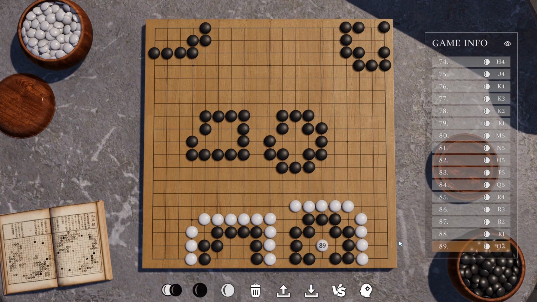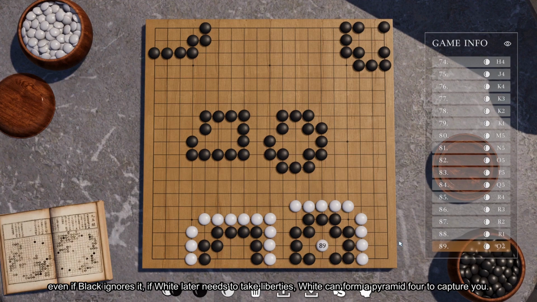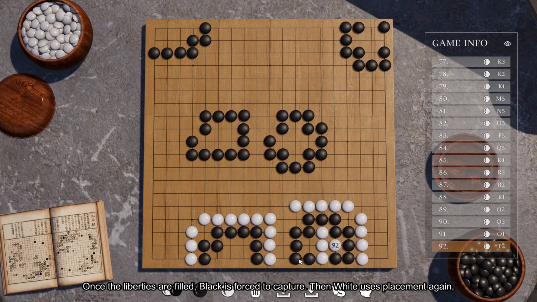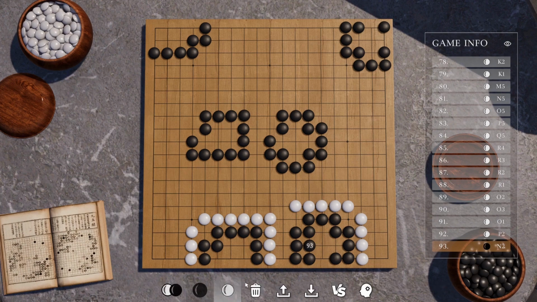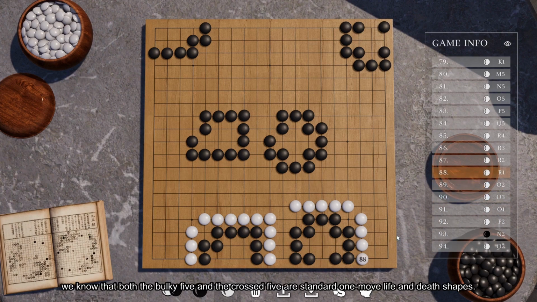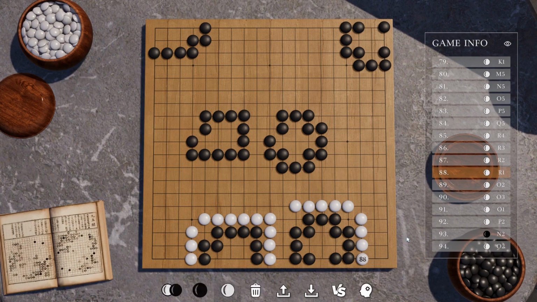After white's placement, even if black ignores it, if white later needs to take liberties, white can form a pyramid 4 to capture you. Once the liberties are filled, black is forced to capture. Then white uses placement again, eventually forming a bent 3 to capture the black stones. Right? So once we fully understand this principle, we know that both the bulky 5 and the crossed 5 are standard one move, life and death shapes. Please keep this in mind.